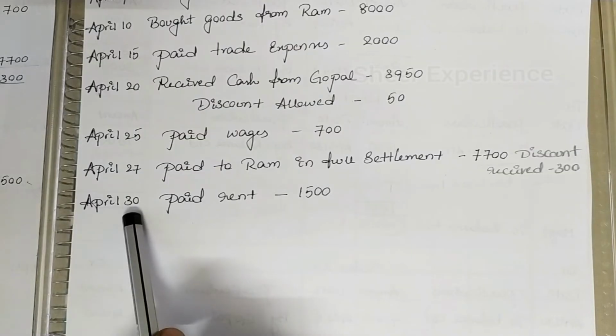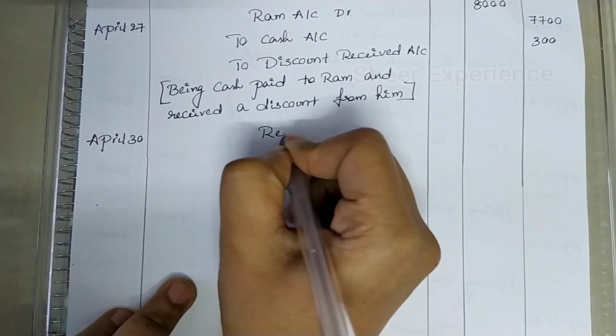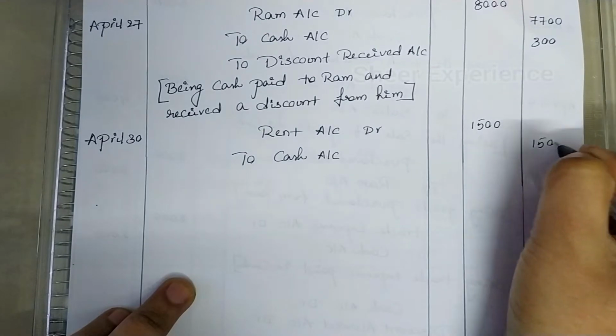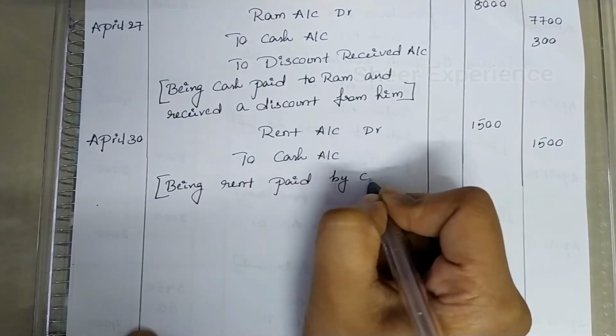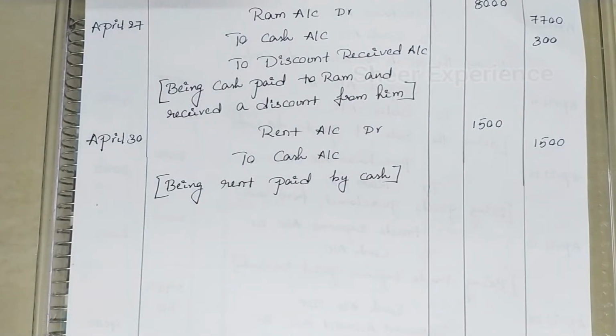Our last transaction is paid rent 1,500. The journal entry is rent account debtor to cash account. Rent is an expense. Cash is an asset. We have passed journal entries for all the transactions. Now we will post them into ledger.